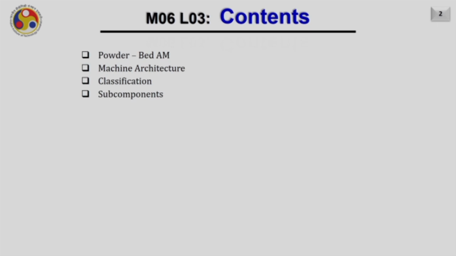We shall start by first defining further the powder bed additive manufacturing, and then the typical architecture of a laser based powder bed additive manufacturing system. Then, based on the subcomponents of the machine used particularly for powder bed additive manufacturing, we will classify the system, and then we shall discuss its subcomponents.